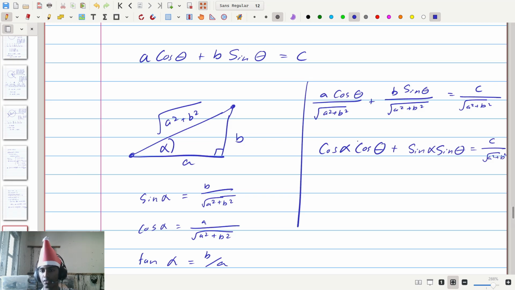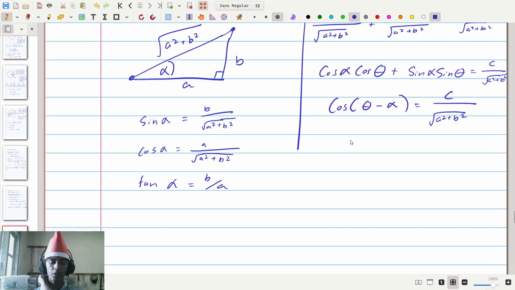So on the left hand side, we have cos of one value, cos of another value, plus sine of a value, sine of another value. We have cos A cos B plus sine A sine B. Again, recall from our trigonometric identities, we found that this thing is equal to the cosine of one of the angles minus the other angle. So here, cosine of theta minus alpha must be equal to c divided by the square root of a squared plus b squared.